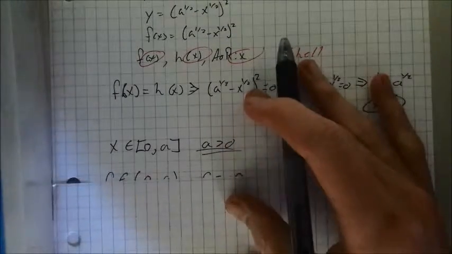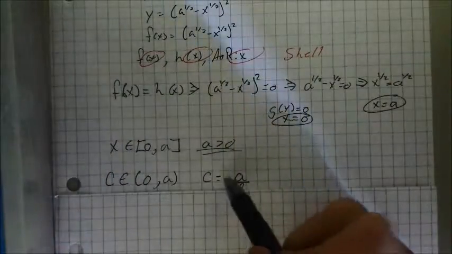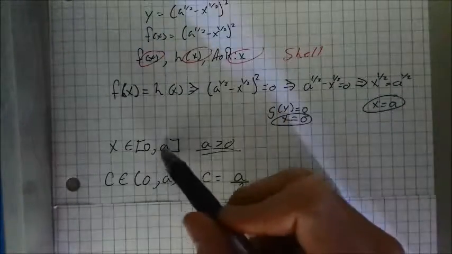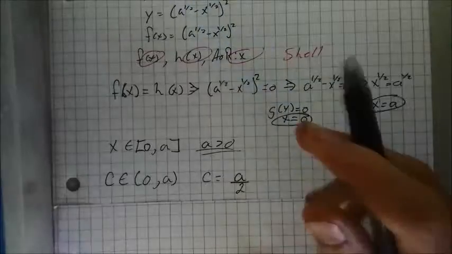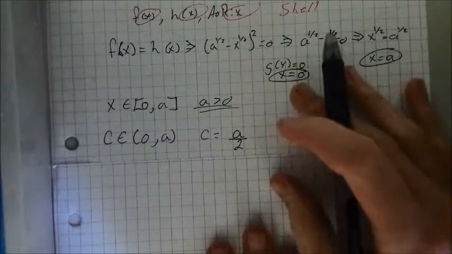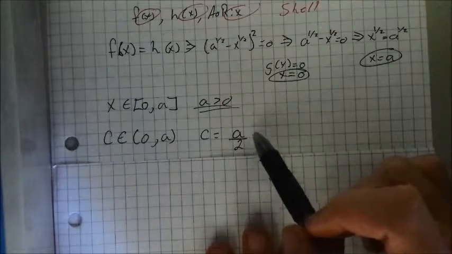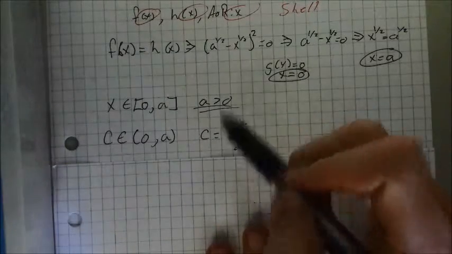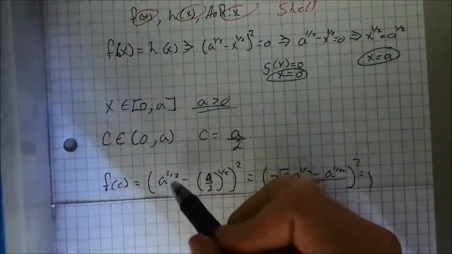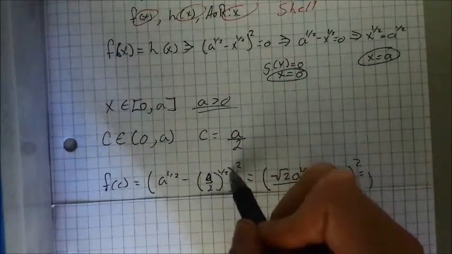So 0 plus a here. 0 plus a is just a, and then divide by 2. So our c is a over 2, and this is guaranteed to be in this interval, no matter what our value of a is, as long as a is positive. So from here, we're going to, just like we did before, take our c value and plug it into f of x. So our f of x was a to the 1/2 minus x to the 1/2 squared.